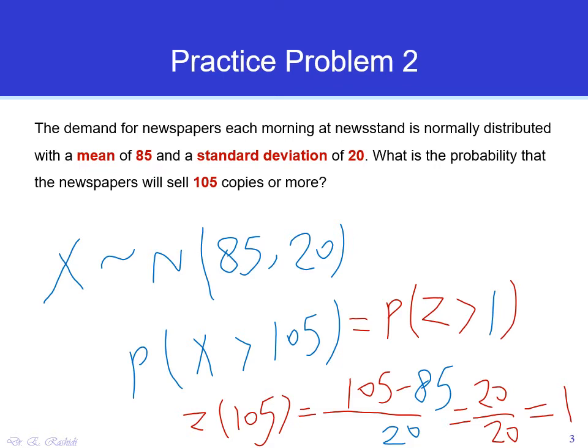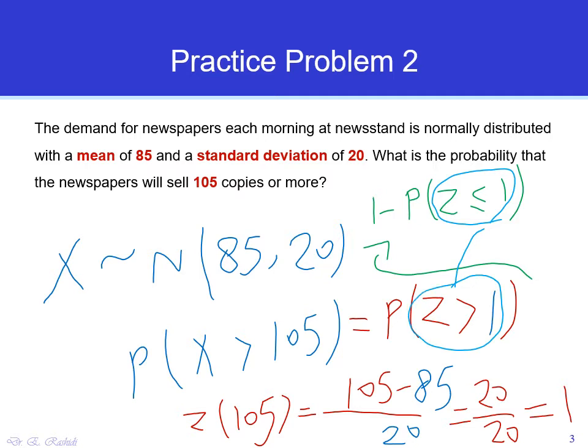And again, if you want to use the z-table, we have to use 1 minus this. We have to convert this to less than probability. And how we can do that is we have to convert this to 1 minus the probability that z is less than or equal to 1. This z less than or equal to 1 is the complement of z greater than 1. And we know that a general formula is the probability of A is equal to 1 minus the probability of A complement. So this is A complement here, if this is A.